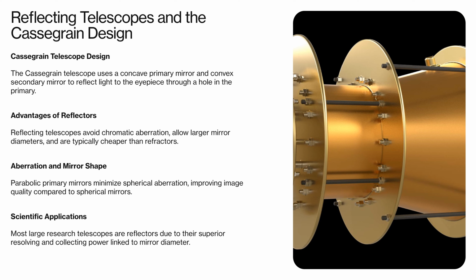Reflecting telescopes have several advantages. Mirrors do not suffer from chromatic aberration, they can be supported from behind, allowing much larger diameters, and they are generally cheaper to manufacture. Spherical aberration is minimized by using a parabolic mirror. Most large research telescopes, such as the Very Large Telescope in Chile, are reflectors.